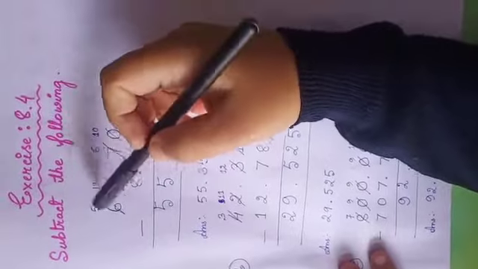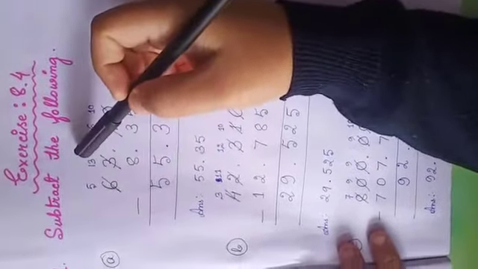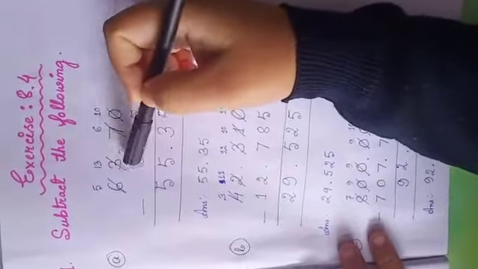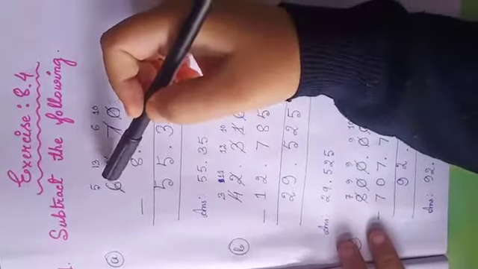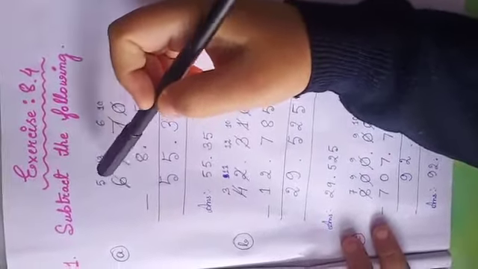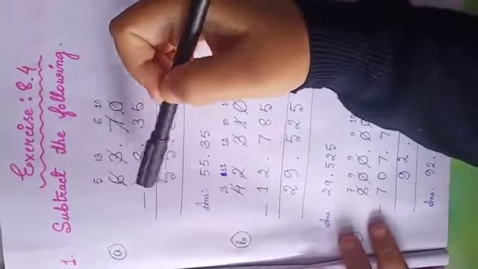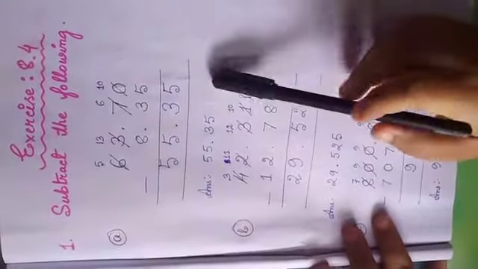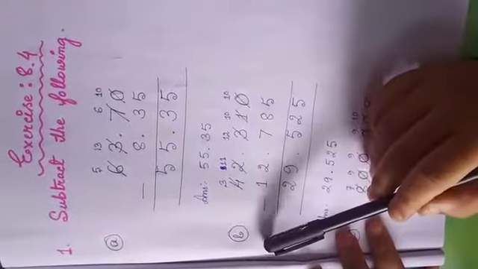No, we cannot subtract. So we have to borrow 1 from the tens place. So now it's 13. 13 minus 8 is 5. Now we will move to tens place. As we have borrowed 1 from here, the 6 will become 5. So 5. So our result is 55.35. Okay children?